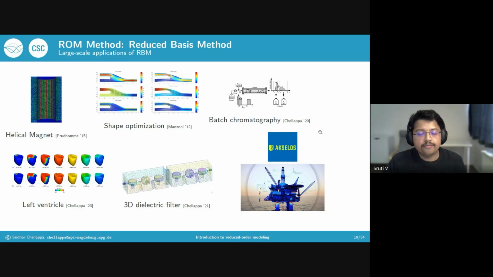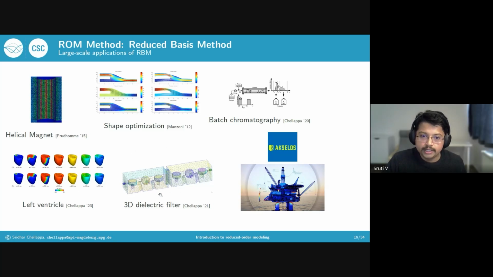I just wanted to also emphasize that the reduced basis method is not just for toy or benchmark problems. It's been used for more realistic applications over the years. For example, back in 2012, the group of Rozza and Manzoni looked at shape optimization using the reduced order model coming from the reduced basis method. Then people used it for 3D helical magnet surrogate modeling. I've used it a couple of years back to model the dynamics of the left ventricle of the human heart.